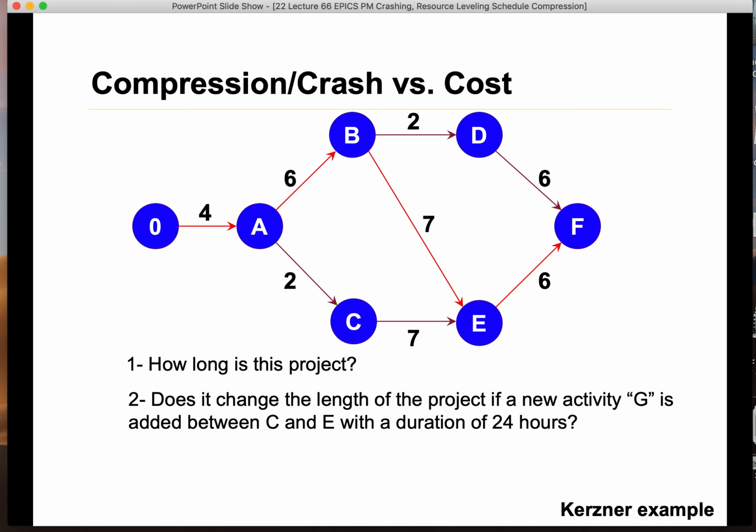These are the days. Okay, 4 days, 6 days, 2 days, 7 days. Does it change the length of the project if an activity G is added between C and E with a duration of 24 hours, which is a duration of 1 day? So if I add an activity G in between C and E, what is the duration? What is the overall project completion delay? Okay, what is the schedule slip observed?